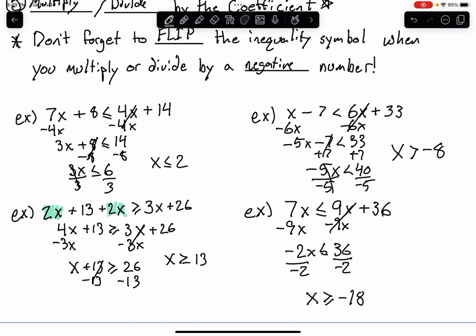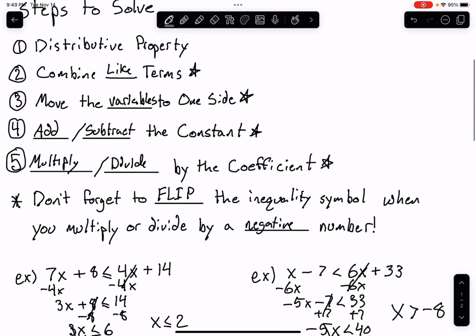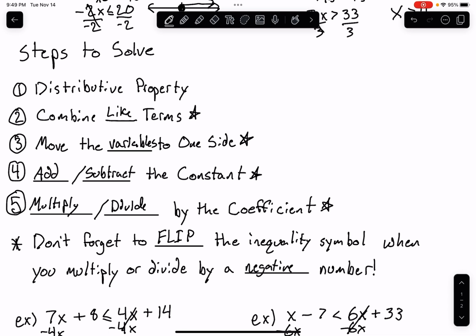So those are our examples there, following our steps. You're going to get your assignment for the day, classwork/homework. Remember, always keep these steps to solve in mind. So today we're doing a little bit of 2, 3, 4, and 5. So we need to combine our like terms if possible. Move our variables to one side. I like to move variables to the left, so then we don't get confused at our final answer at all. And then add or subtract our constant, multiply or divide by our coefficient. And then you'll have it. And then as always, don't forget to flip your inequality symbol when you multiply or divide by a negative number.